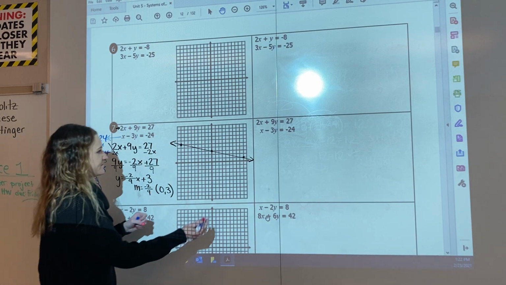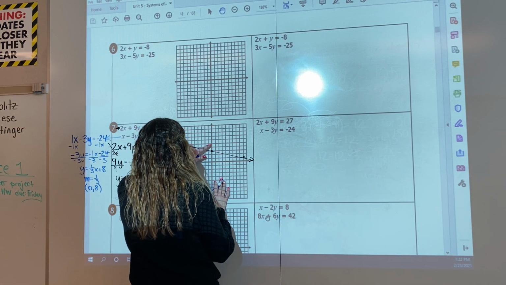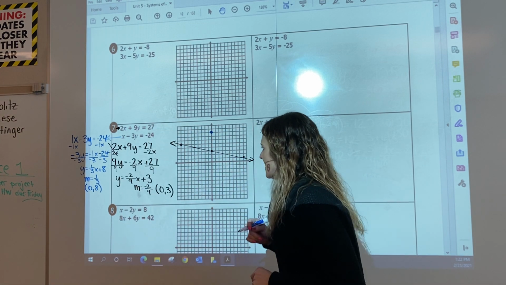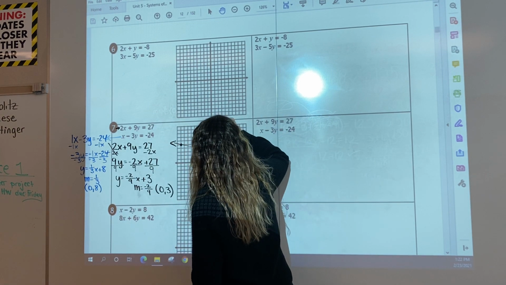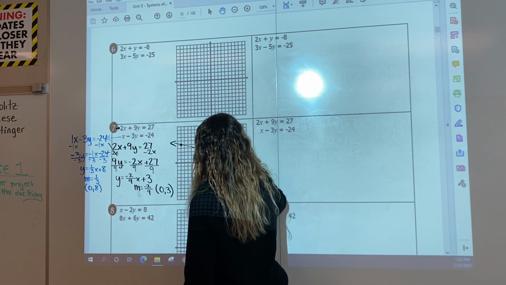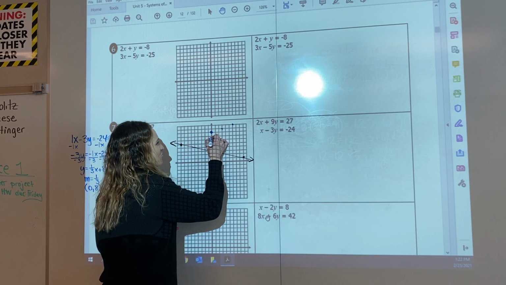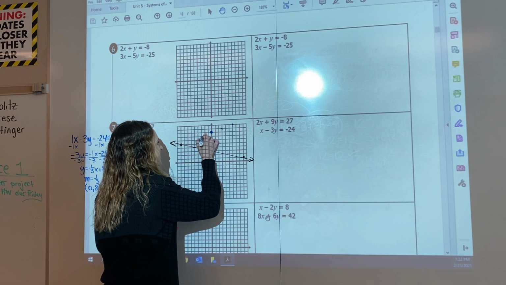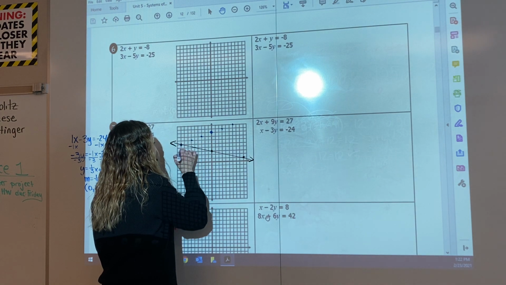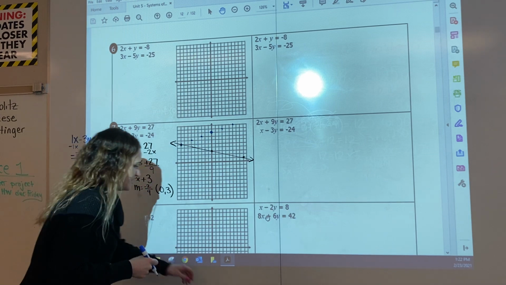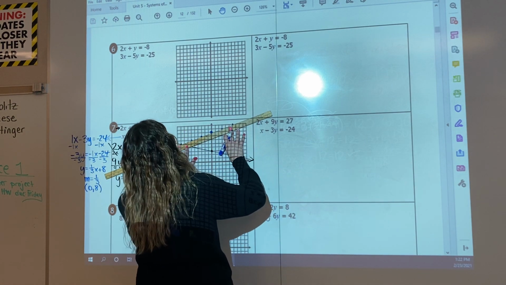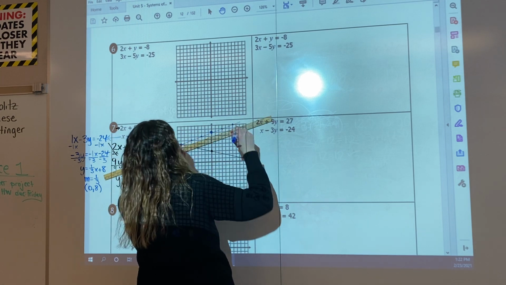Let's start there. I'm going to go up 8 on the y-axis. Then from there, I'm going to go up 1 to the right 3. I'm going to go the opposite way, down 1 to the left 3. And draw our line. I can see we're going to get a one solution answer here. And let's see what that is.